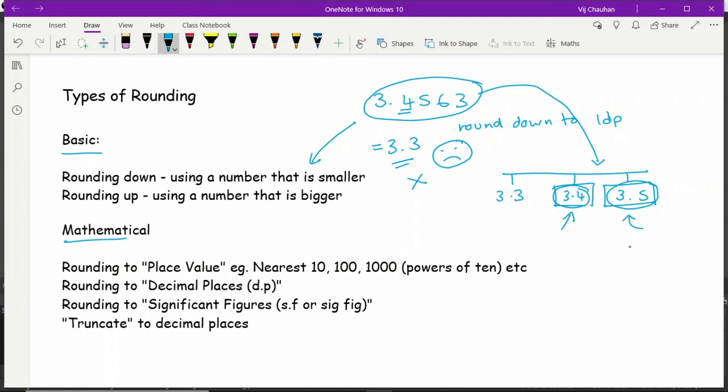So again, if you are unsure, I'm going to go through each of these types of mathematical rounding in the next videos.